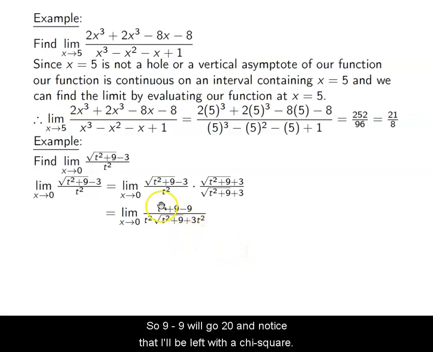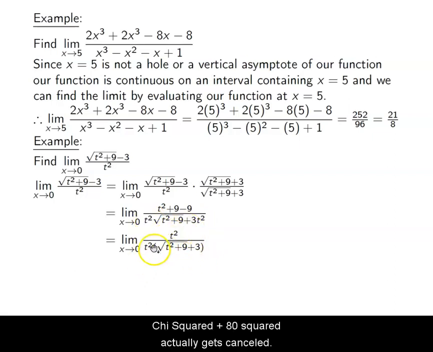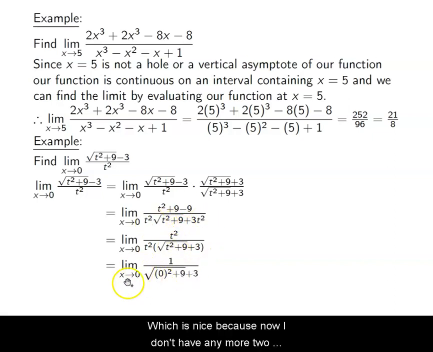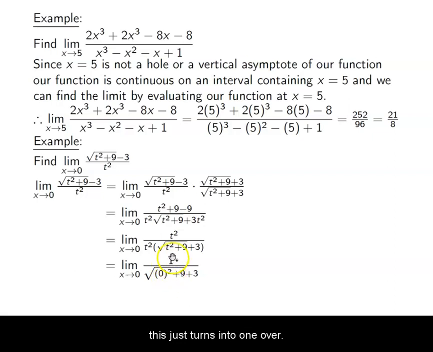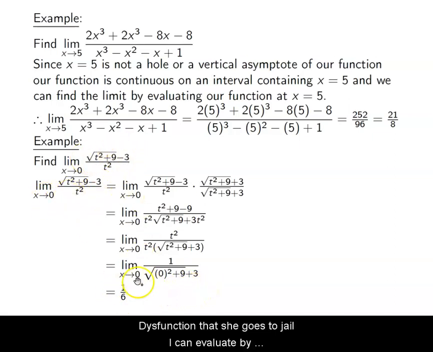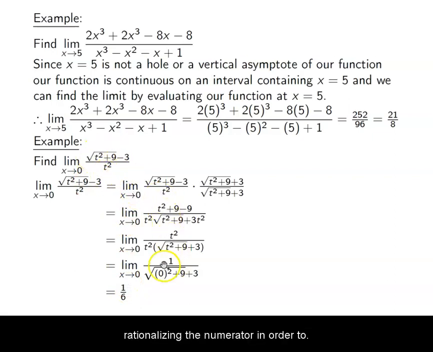And notice that I'll be left with a t squared and a t squared. So those actually get to cancel, right? If I pull out that common term, which is nice because now I don't have any more t squareds in the denominator. And if I evaluate at 0, I'm no longer in a discontinuous situation. So this just turns into 1 over 3 plus 3, or 1 over 6. Okay, so my limit of this function as t goes to 0, I can evaluate by rationalizing the numerator in order to get rid of this troublesome denominator that I have, right?